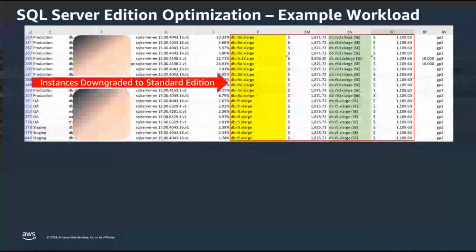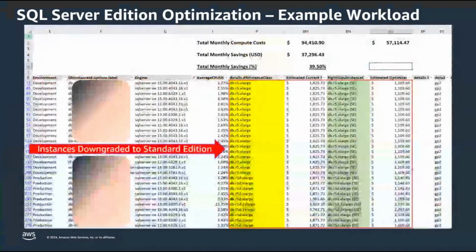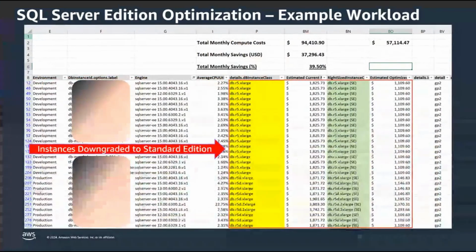And then by doing that, we actually saved 39.5% in cost just by doing that, keeping the sizes as they are and all the rest unchanged. So here, the key aspect, the angle of optimization that actually made the savings was that downgrade to standard.